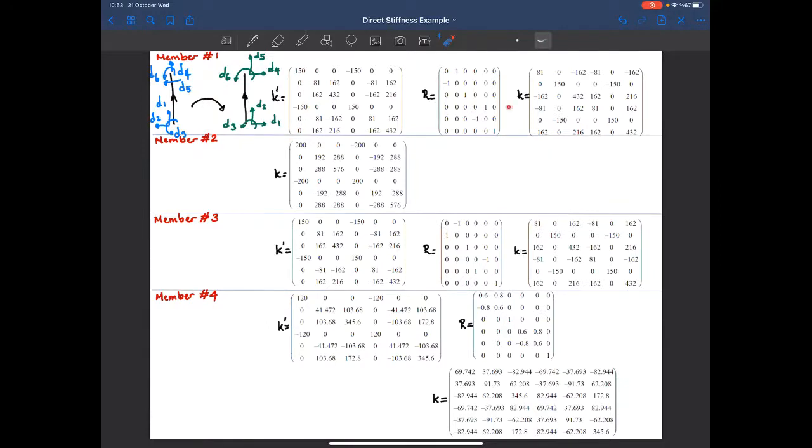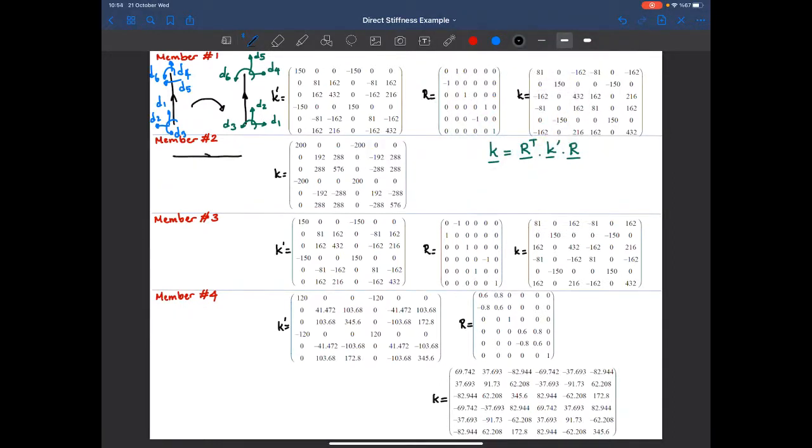How do we obtain this one? Let's remember our equation: K is equal to R transpose multiplied by the K at the local directions, multiplied by R. So you perform these matrix operations, and at the end you obtain your stiffness matrix. Let's go to the second member.